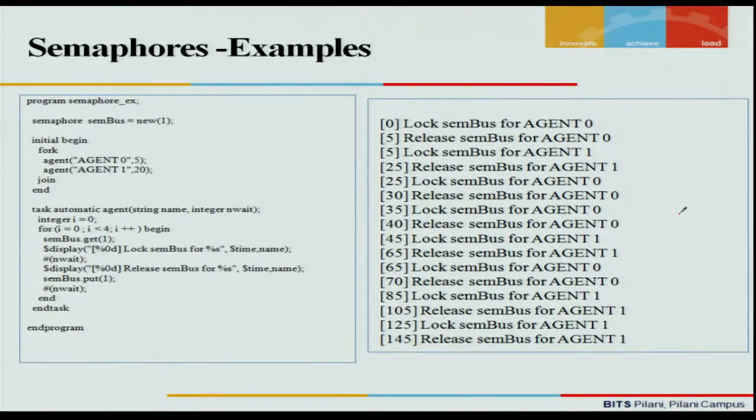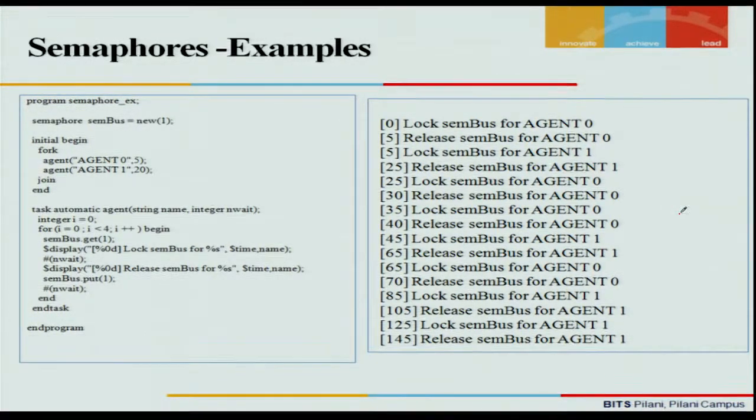So what happens here is that the task automatic agent accepts a string name and an integer n wait. It goes into a loop of i equal to 0 to 4, and it tries to get the semaphore bus of key 1. So it got the lock of the semaphore bus, which is denoted by the semaphore key 1, and then it waits for some n wait cycles, like 5 wait cycles in the first case of the agent. It waits for the 5 wait cycles, and then it displays, and then it puts that semaphore key back into unlocked resources, and then it again waits.